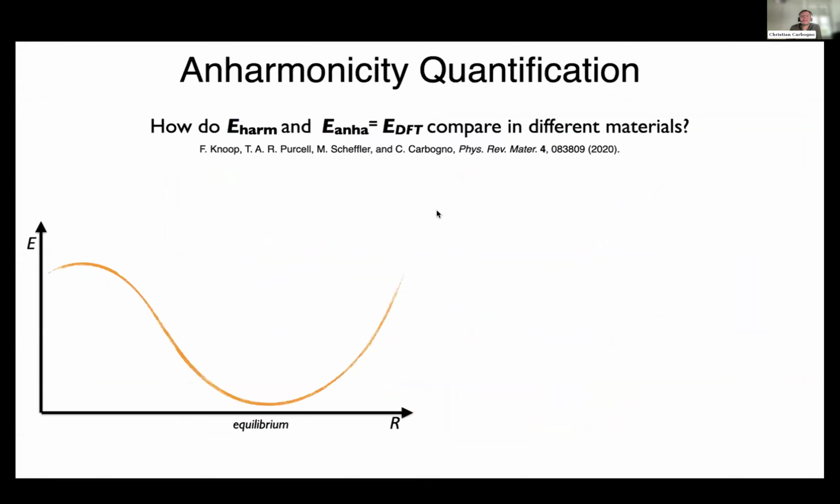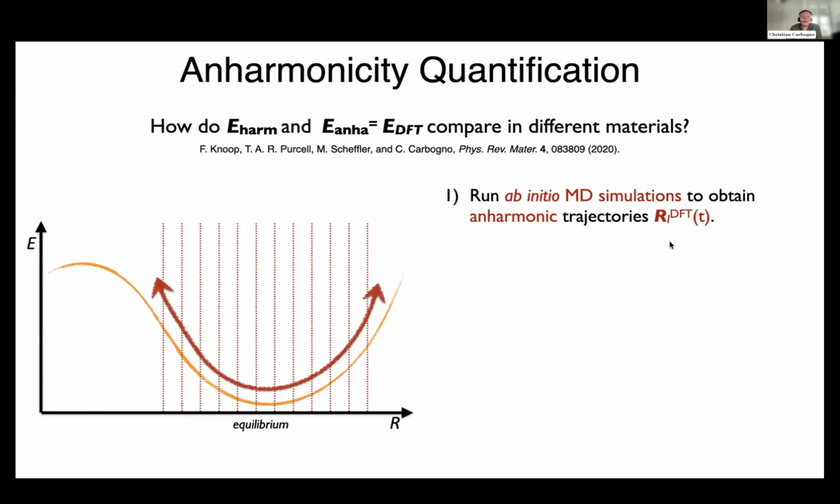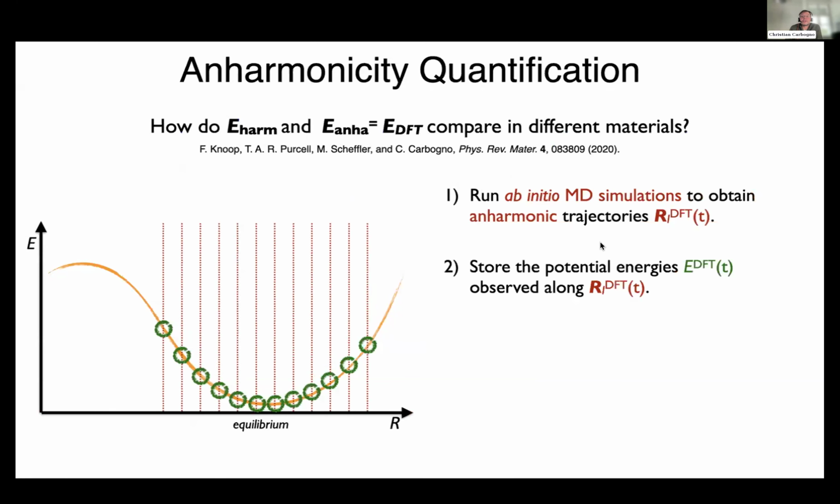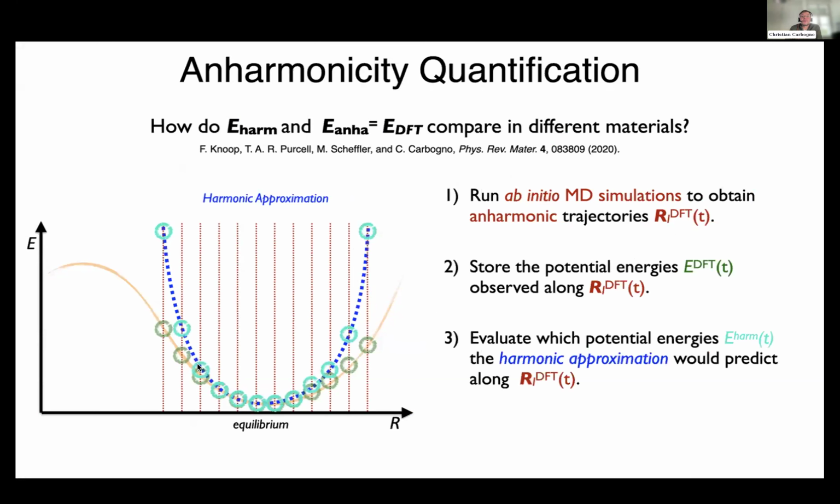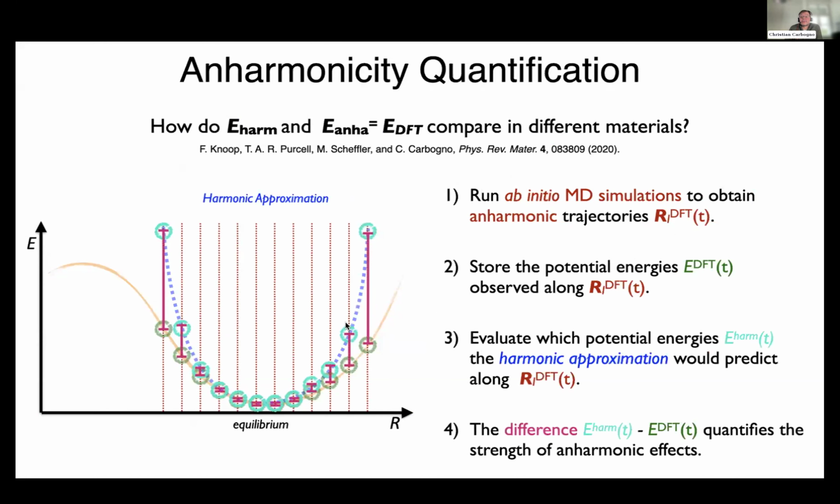A couple of years ago, together with Florian, we developed an anharmonicity quantification metric and toolkit that is relatively intuitive and follows the arguments that I had so far. In practice, we just run ab initio molecular dynamics, so fully anharmonic. We store the trajectories, we store the energies along this molecular dynamics, and then later on we evaluate what the harmonic approximation would have predicted along these positions. And by then looking at the differences and building the thermodynamic average along this trajectory, we can get a feeling how anharmonic the system is.